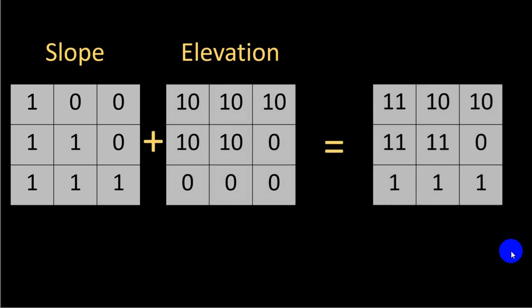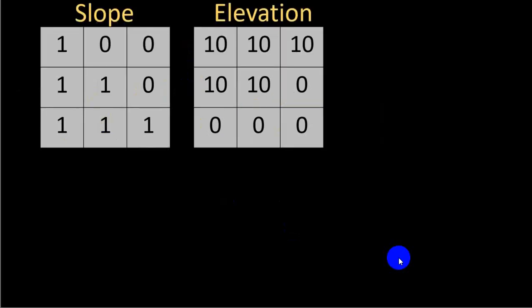So 0 would be the cells that are not at all suitable. Neither criteria are being met. 1 equals suitable for slope, but not elevation. 10 are suitable for elevation, but not slope. And 11 are the cells where both inputs are being met. But this way we know which ones are suitable for slope. You can see that we're actually making some headway here, right?